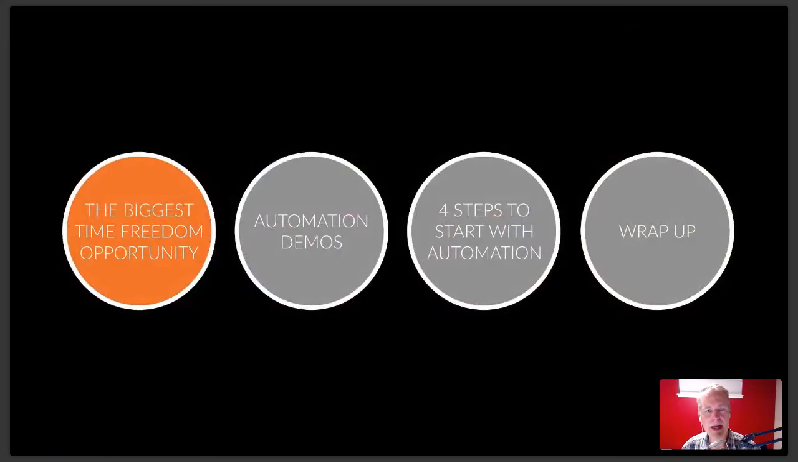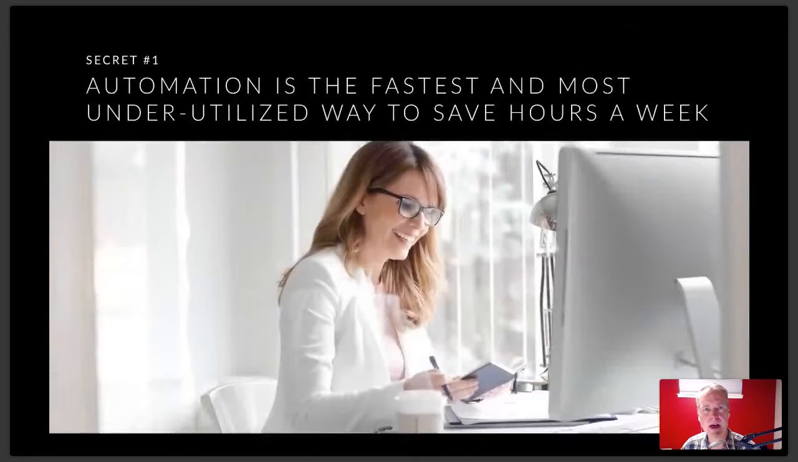So I want to get going, and I want to start sharing with you ways that you can use automation to save time, because we really, really believe that automation is the fastest and most underutilized way to save hours a week. It's not about time management. Time management, of course, is important, but it's about freeing yourself from repetitive tasks. It's about taking those repetitive things you do and freeing yourself from the time that you're spending on it.